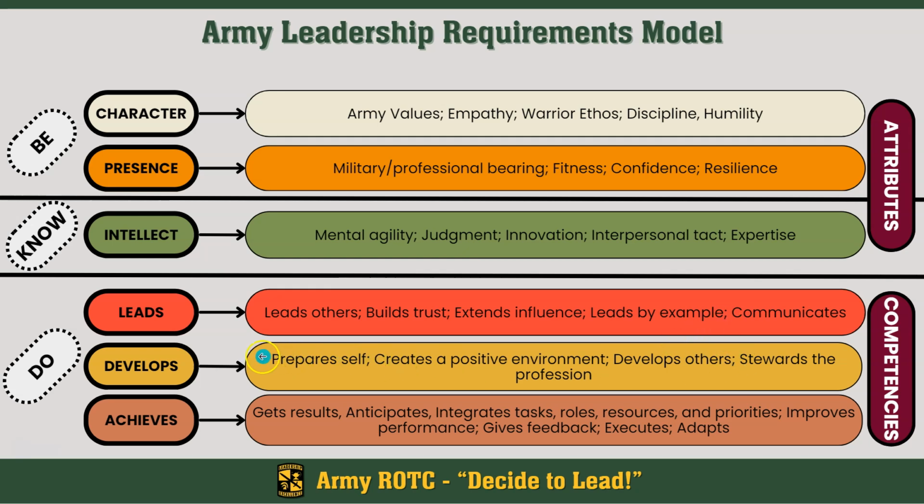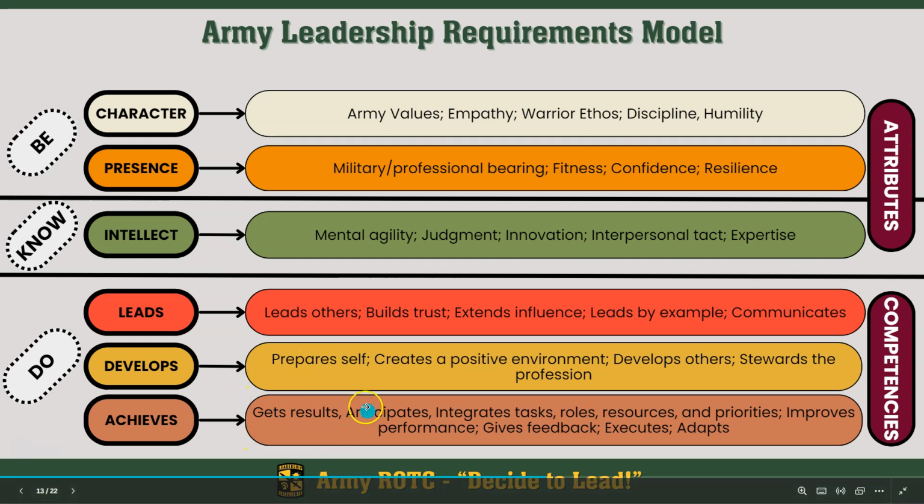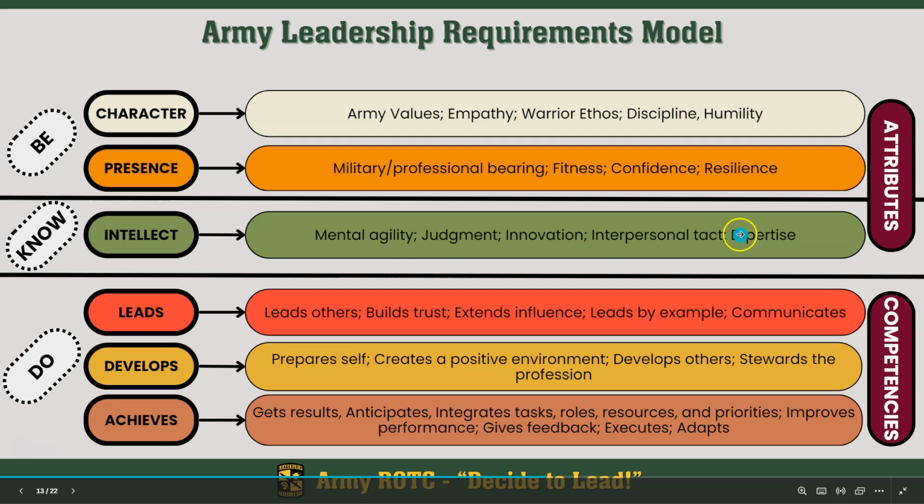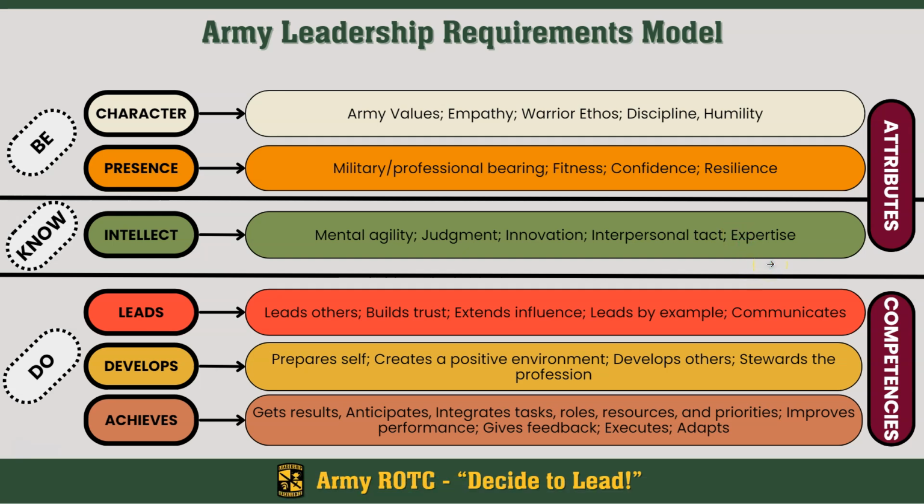Now, another one here, they prepare themselves and develop others. That can come into being productive. And of course, if you're a productive leader, you're already getting results and you're executing. You're able to integrate those tasks, additional roles, the resources you have available, and prioritize everything in a way that makes things happen. So it's just an example of how different types of leaders or things that you're looking for in leaders actually have to encompass multiple attributes and competencies to be able to show that they're productive or confident or a million other traits that you could describe somebody as.